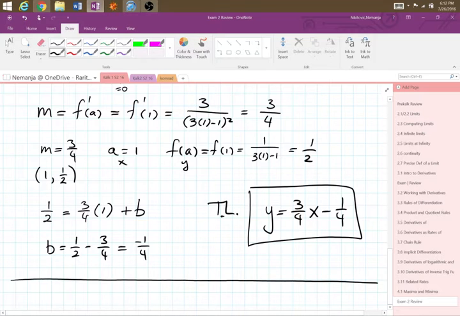Anything else? Any other questions? You're going to have problems with marginal cost and all that stuff, acceleration, velocity. Is that a request or a question? No, it's a non-request. Non-request. All right.